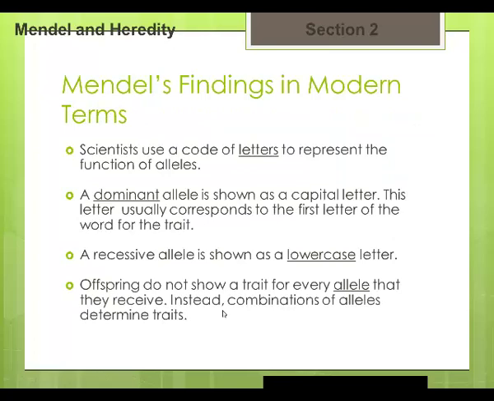Alright, so when we write out our codes, we use letters to represent the function of alleles. A dominant allele is shown with a capital letter, and typically we put the dominant, capital letter first. A recessive allele is shown as a lowercase letter. And just a note, offspring do not show a trait for every allele that they receive. Instead, there's a combination of alleles that helps to determine traits.